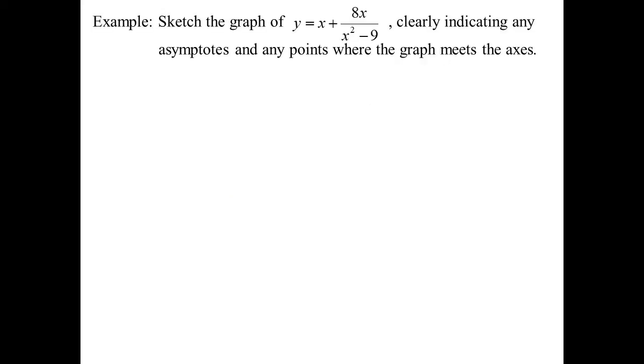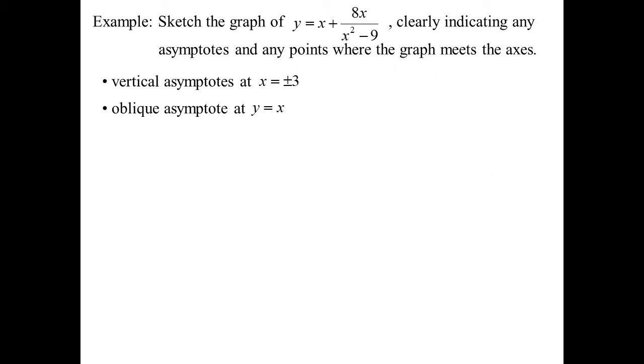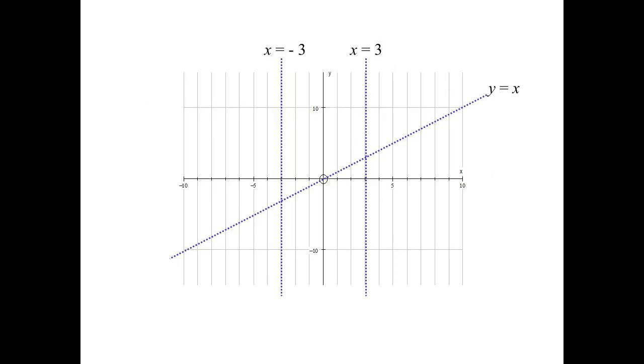So say I want to draw this then. I've already broken it up, and so it's y equals x plus 8x on x squared minus 9. We know we have vertical asymptotes. The bottom of the fraction can't equal 0, so x equals plus or minus 3. So let's draw those in. We'll have an oblique asymptote at y equals x. So there's y equals x.